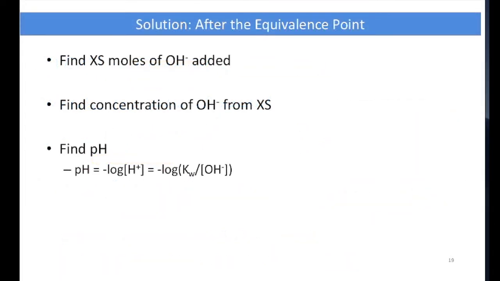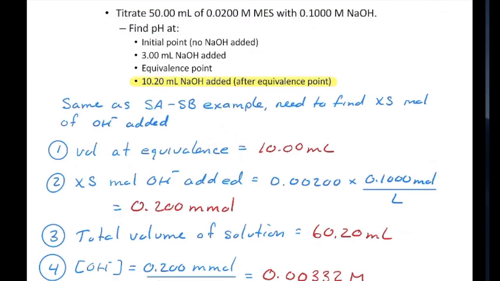Now, after the equivalence point, we have the same calculation that we had when we were dealing with a strong acid, strong base titration. We need to find the excess moles of OH minus added, find the concentration of OH minus from that excess number of moles, and then find the pH. So we already know that the volume at the equivalence point is 10 milliliters. And what we have to do is find the excess number of moles of OH minus that have been added. And we know it's 0.2 milliliters. So to determine the excess moles, we take the 0.2 milliliters multiplied by the concentration of sodium hydroxide, and we end up with 0.2 millimoles of excess OH minus.